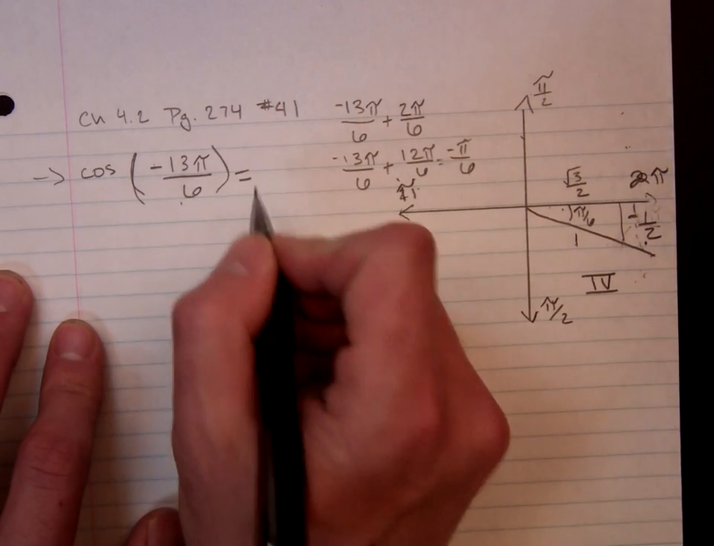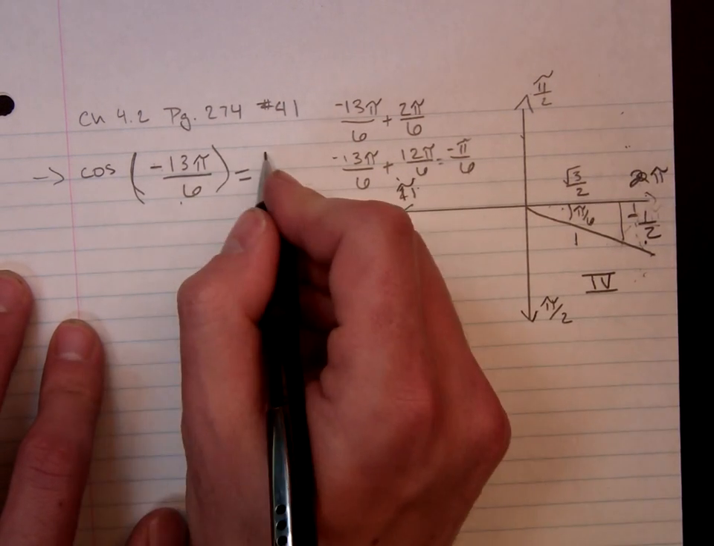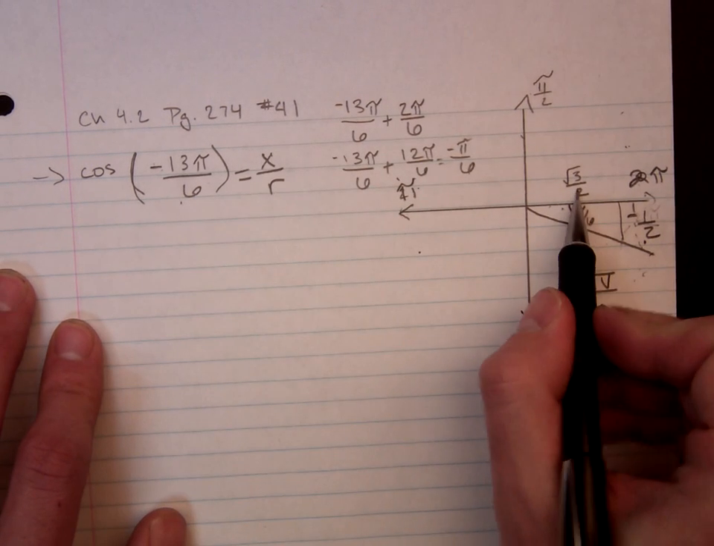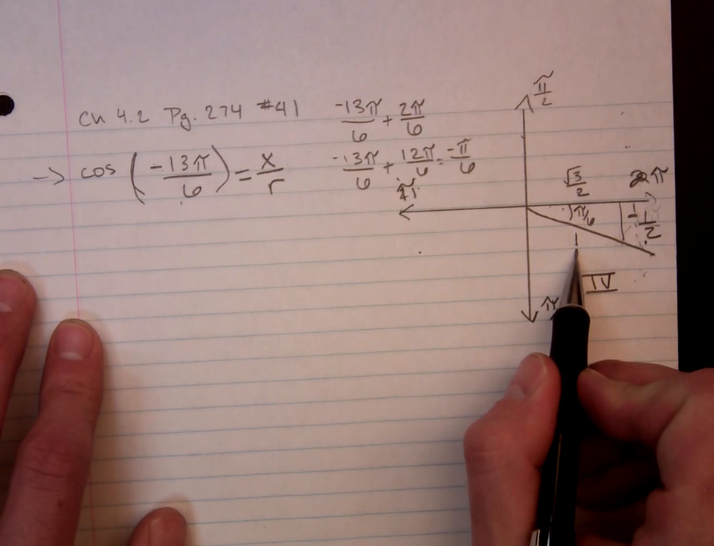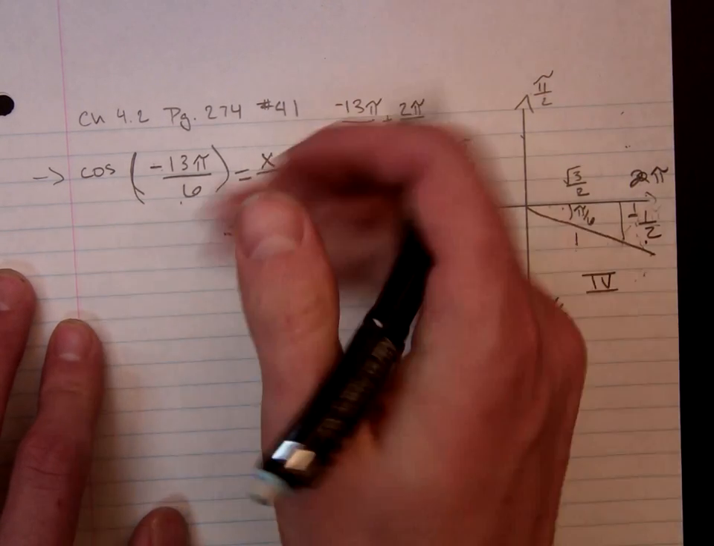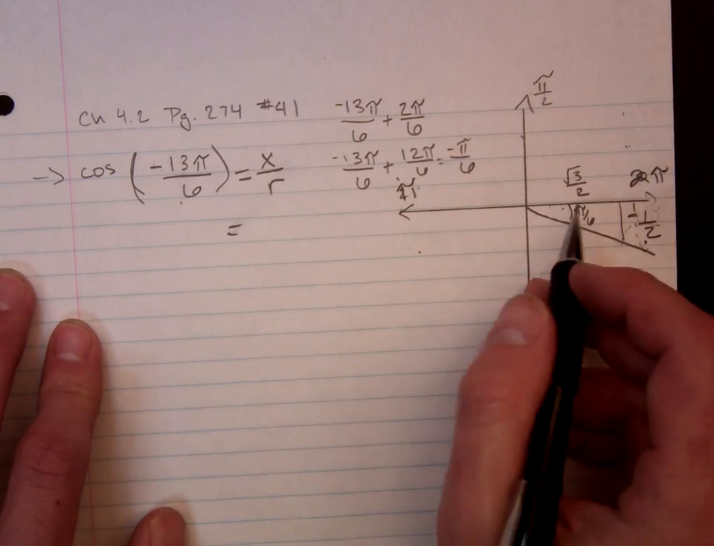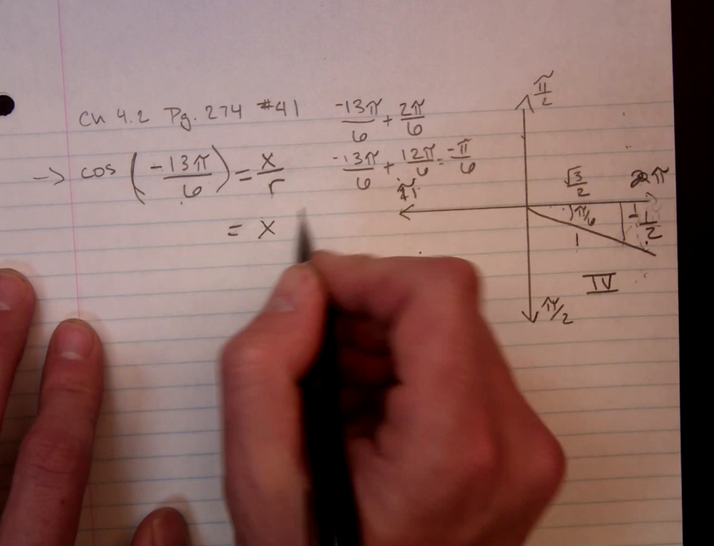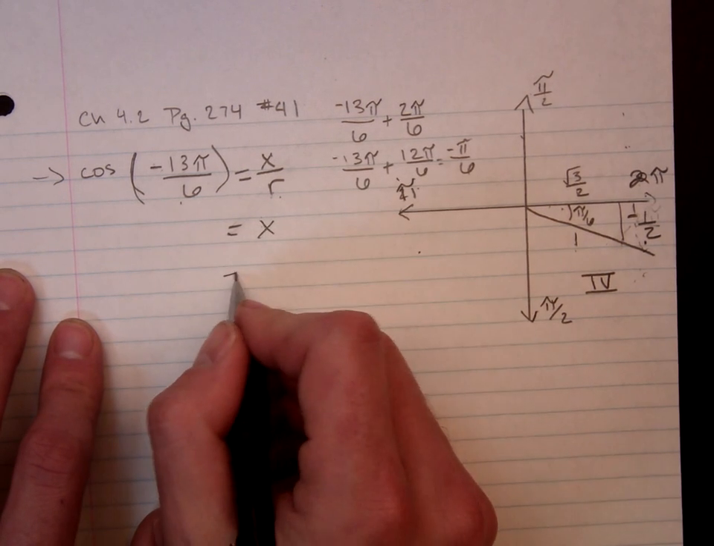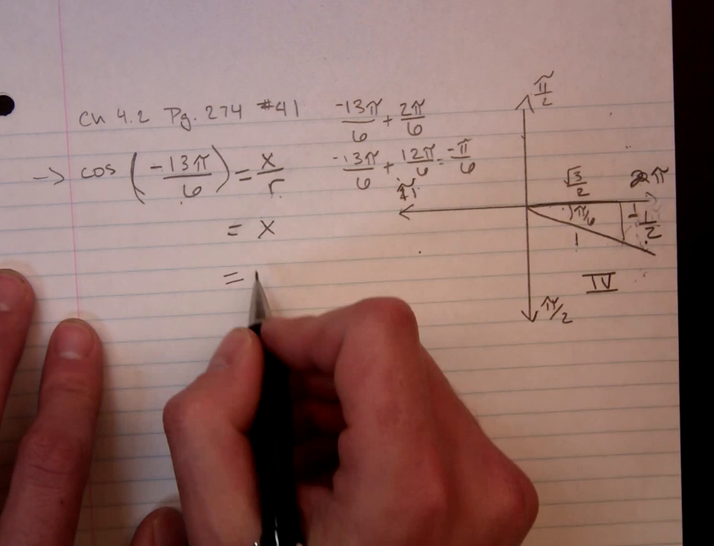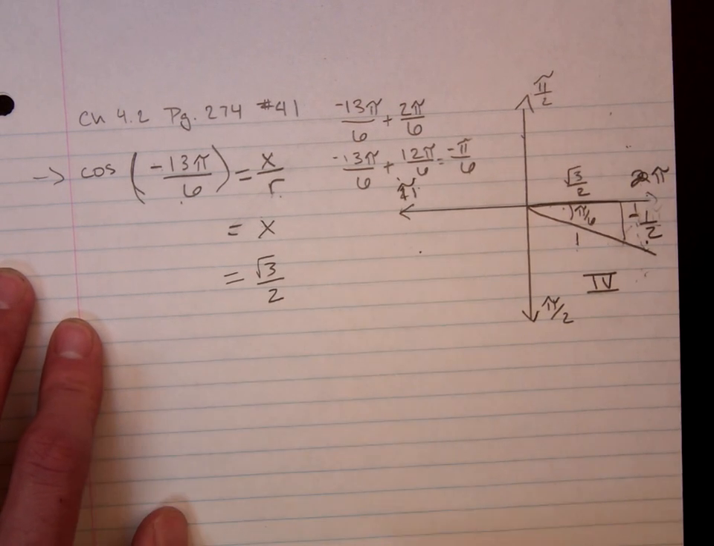Well, since I'm also familiar here, I know that cosine is always x over the radius, or the adjacent side over the hypotenuse, which just ends up leaving me with x, since our radius is 1, which is equal to, well, our x side here is just the square root of 3 over 2.